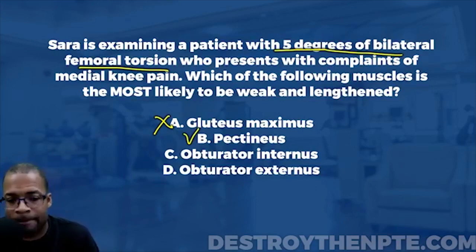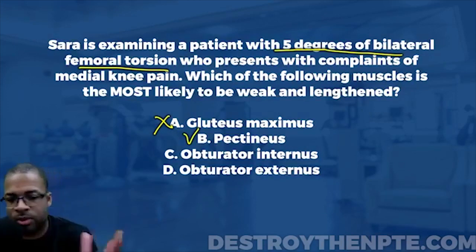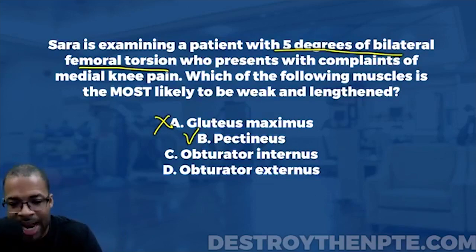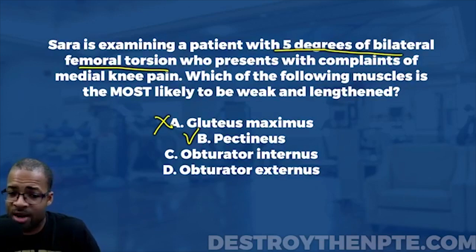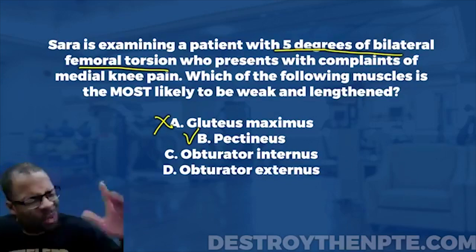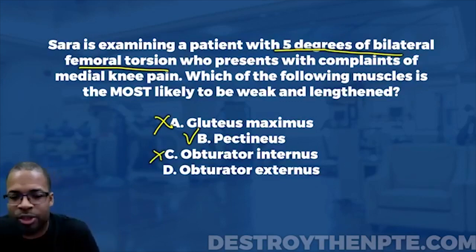Let's look at C. C says Obturator internus. Again, we have to think about, well, what does this muscle do? This muscle is also on the backside. It's a hip stabilizer. It participates in external rotation of the hip. Do we expect our external rotators to be lengthened, or do we expect our external rotators to be shortened? You should be telling me we expect them to be shortened, Kyle, right? So this cannot be the answer, because we would expect obturator internus to be a shortened muscle.